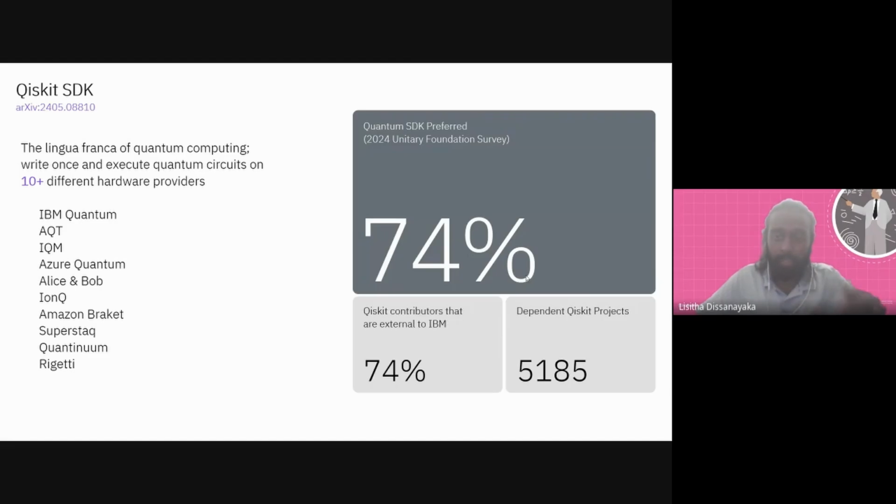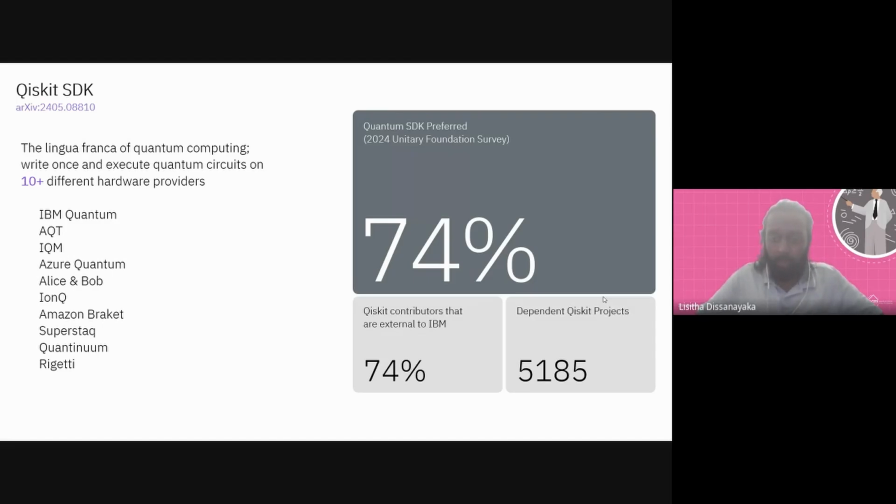You can write quantum circuits once and run them on more than 10 different quantum computers. According to the Unitary Foundation survey, Qiskit is the most popular quantum SDK, and it works with many hardware providers, including IBM Quantum, AQT, AQM, Azure Quantum, IonQ, Quantum Brilliance, Alice & Bob are some of the quantum hardware providers. All this hardware is compatible with Qiskit.